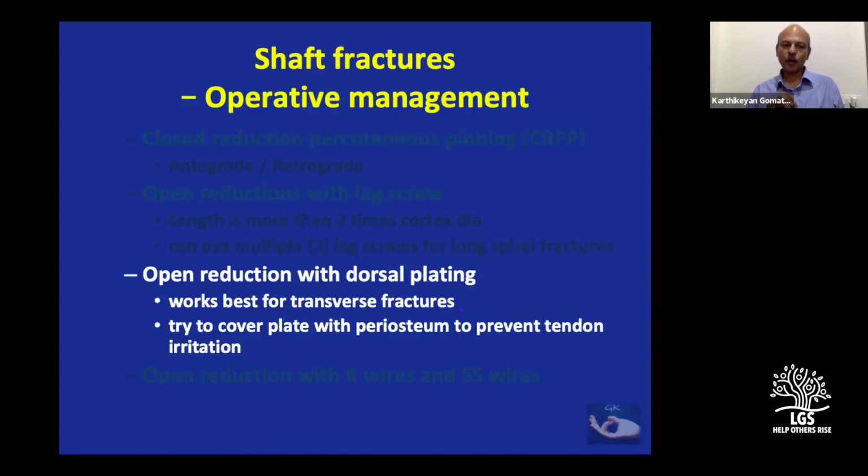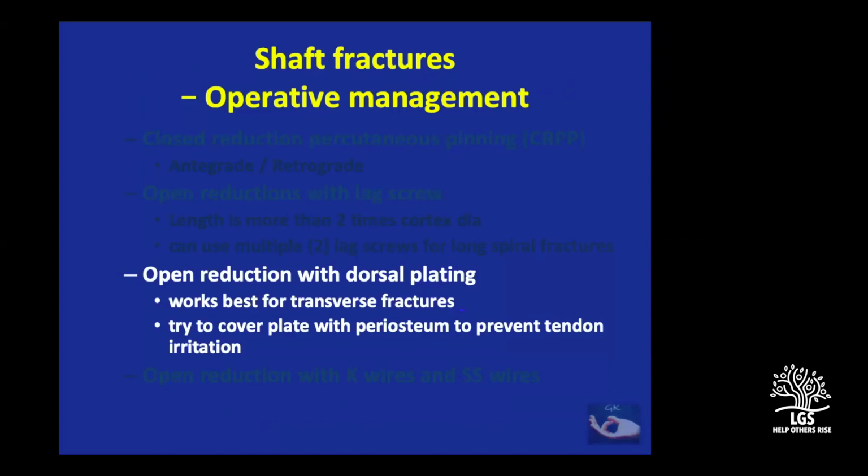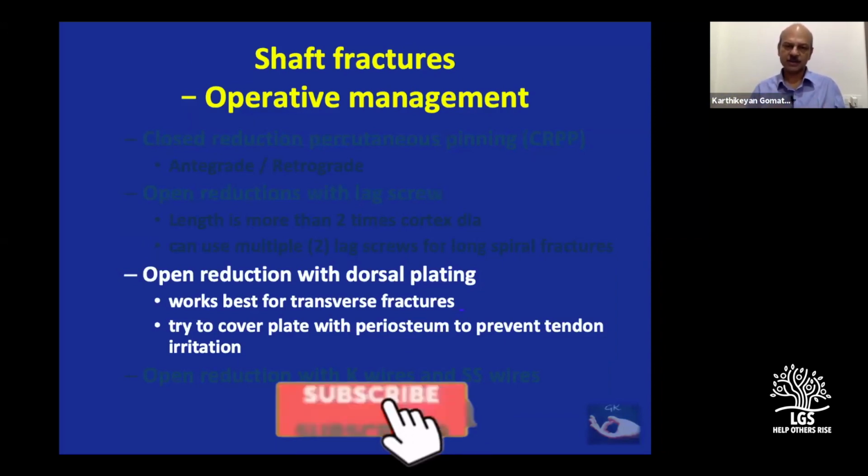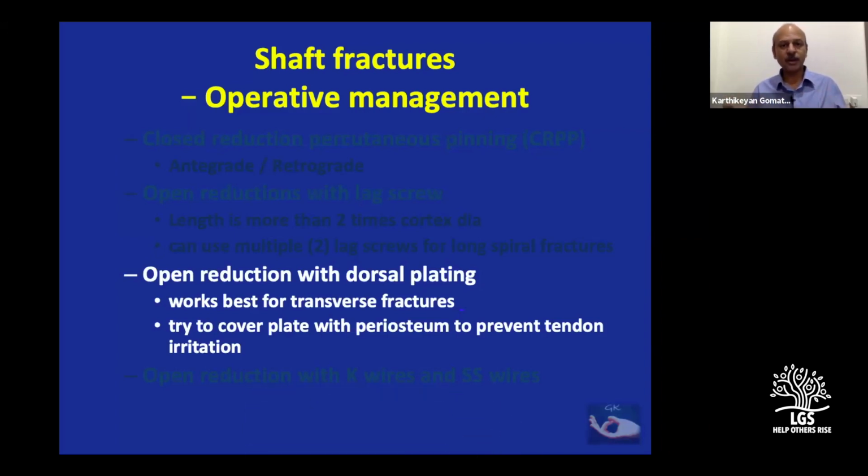The third is open reduction with dorsal plating. It works best for transverse fractures, and we need to remember, I told you this is very subcutaneous. When you do a plate and screw fixation, the big disadvantage is that we need to strip the bone off the periosteum. If this is done, the blood supply is lost. There are not enough soft tissues around the bone to bring back some amount of blood supply, because here there is hardly a tendon on top of it. So it is important to try to bring back the periosteum to cover the plate to prevent tendon irritation and to provide for good healing of the fracture.